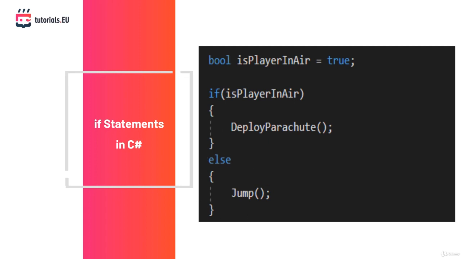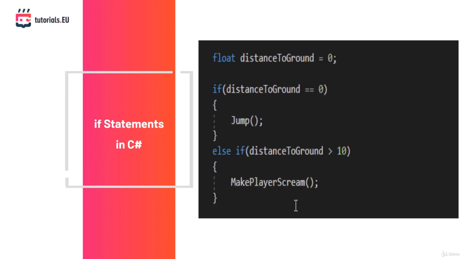So let's say we had a game where we can press a button which will make the player jump, but if he's already in the air, then we're going to deploy a parachute which will make him slow down. So this is how we could manage it using if statements. We're saying if a condition is met, do something. If it's not met, do something else. So let's look at another example here.